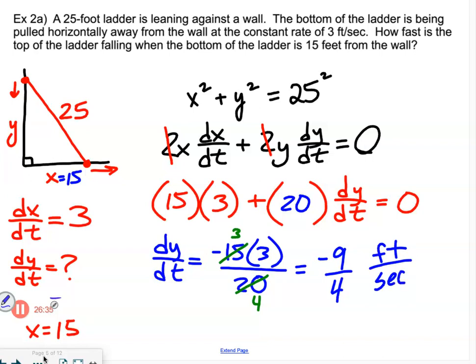Does it make sense that the rate is negative? Yes. Why? Because it's decreasing. Because y, the dimension of y, is getting smaller. It wouldn't matter if the top of the ladder stood still and the ground came up, right? It'd still be a negative rate because your y is getting smaller.